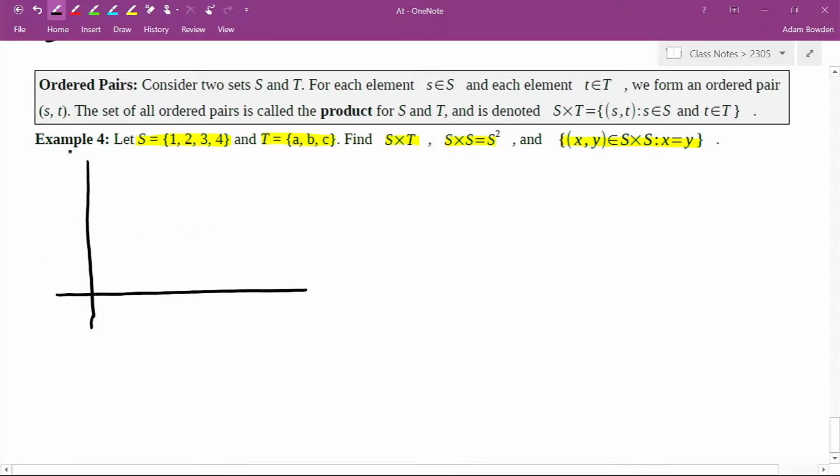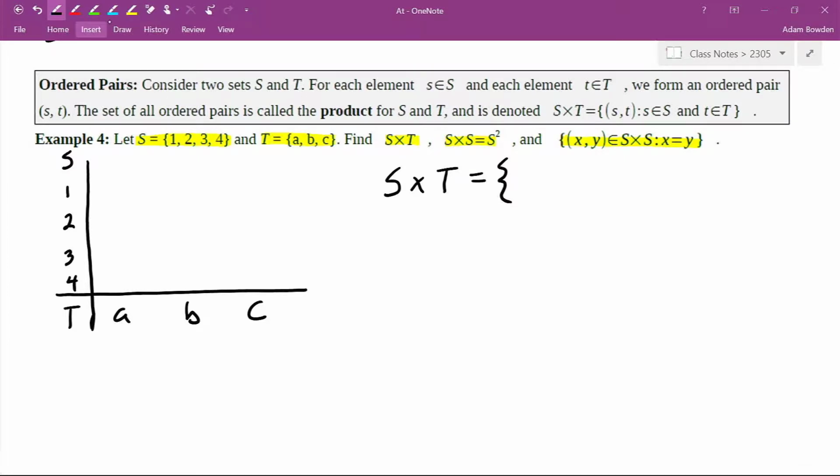So elements from S are 1, 2, 3, and 4. Elements from T: A, B, and C. So we're going to do S cross T. What that means is the first element of each ordered pair will be a number from S, and the second element of each ordered pair will be an element from T.